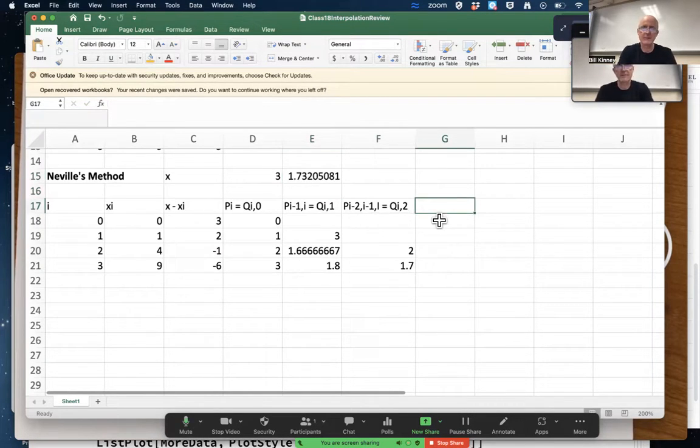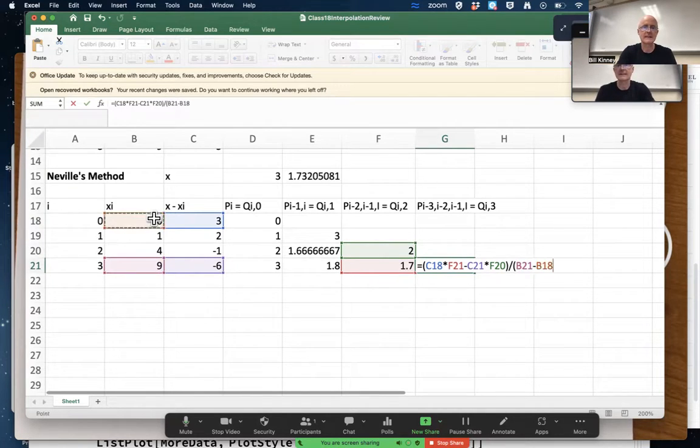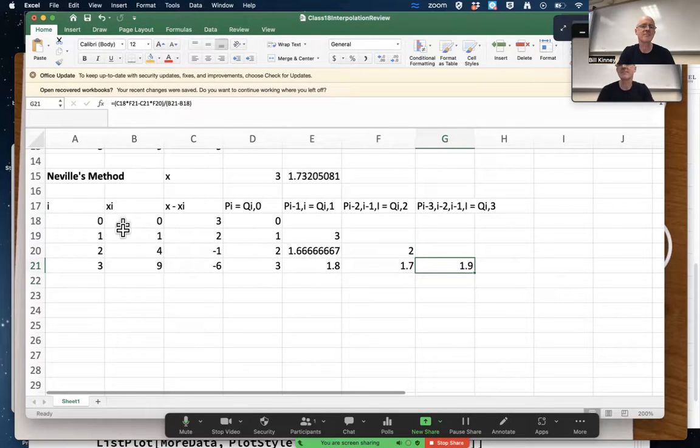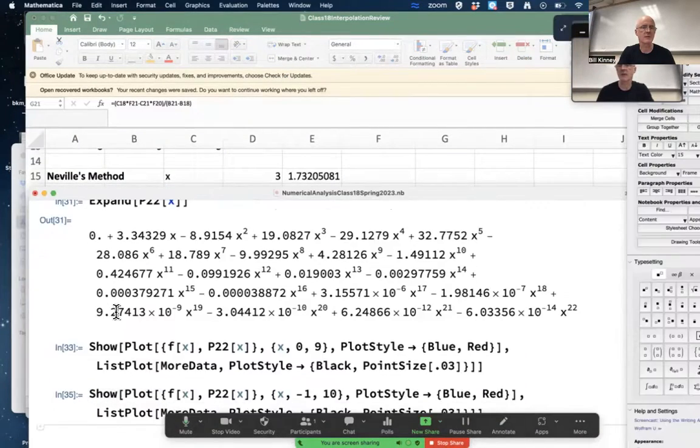Finally, we do a third degree approximation. P sub i minus 3, comma, i minus 2, comma, i minus 1, comma, i equals Q sub i, comma, 3. Go to that column again, times this, minus this, times this, all over this minus this. So this hopefully shouldn't be too far off from 1.732. Did I make a mistake? Or maybe it's just a bad approximation again because our nodes are far apart.